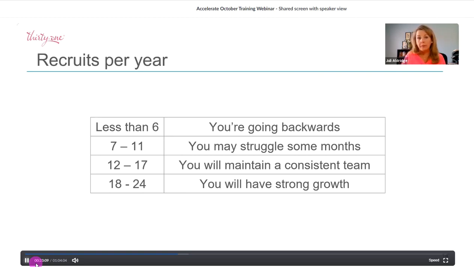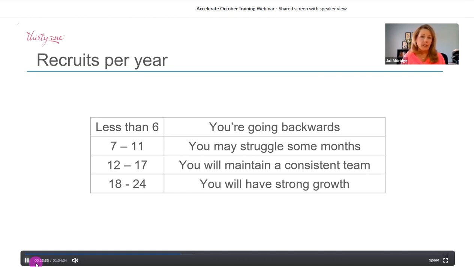When you're recruiting personally between 12 and 17 per year, you probably will never have to worry about your minimums. And then, of course, 18 to 24, this is where you're going to have strong growth, you guys. This is why I want you to have that 2 recruits per month consistently. Because when you're at this point, you will be promoting leaders and you will be promoting in title.